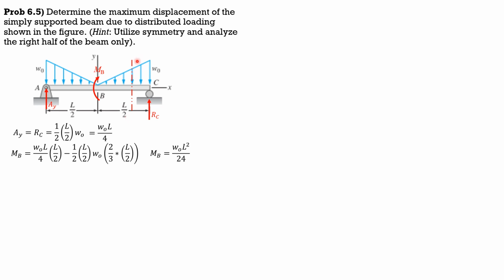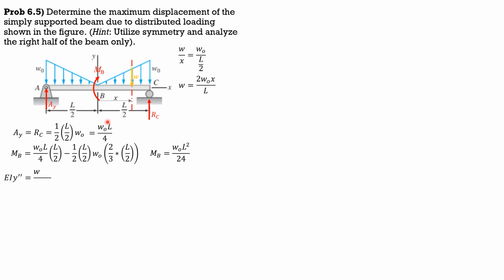Let's section this part and call that X. This W here, the intensity of the load, can be derived by similar triangles. W is to X as W_O is to L/2. Therefore W is 2 W_O X/L. Now let's write the differential equation of the elastic curve with B as the origin.